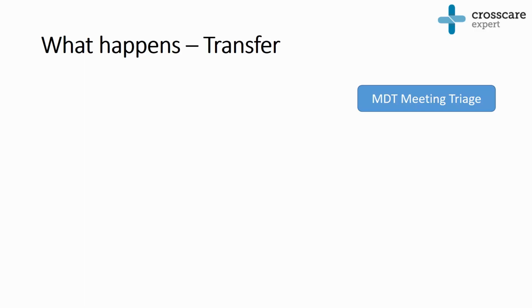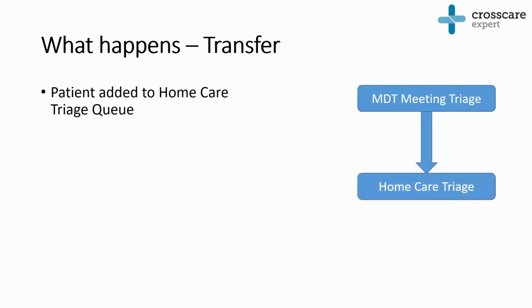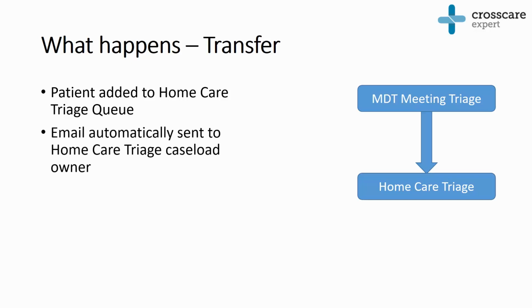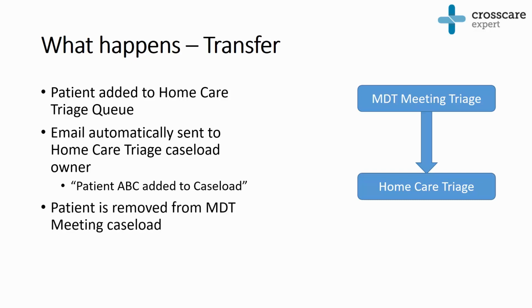So they could then transfer the patient through caseloads, from the MDT meeting caseload to the home care triage caseload. So what actually happens in Crosscare is that the patient is added to the home care queue, an email is automatically sent to the home care caseload owner to say the patient has been added, and the patient is removed from the MDT caseload because they've now been dealt with.